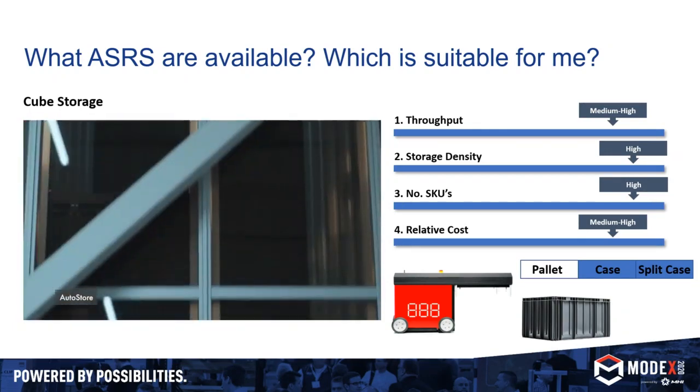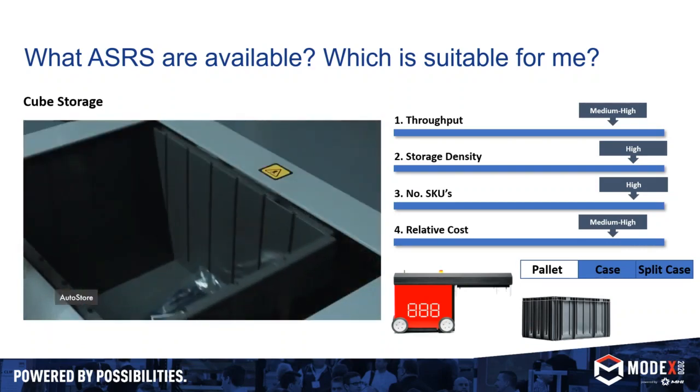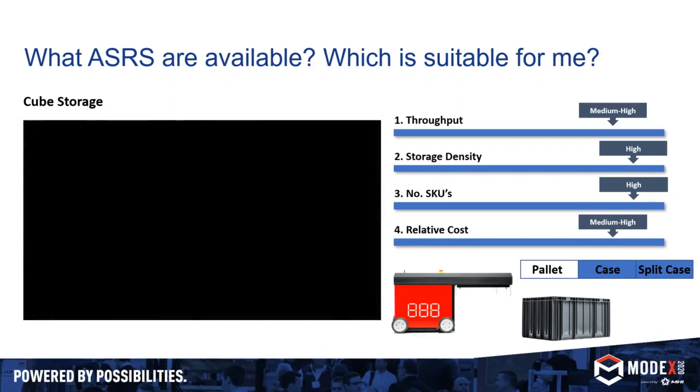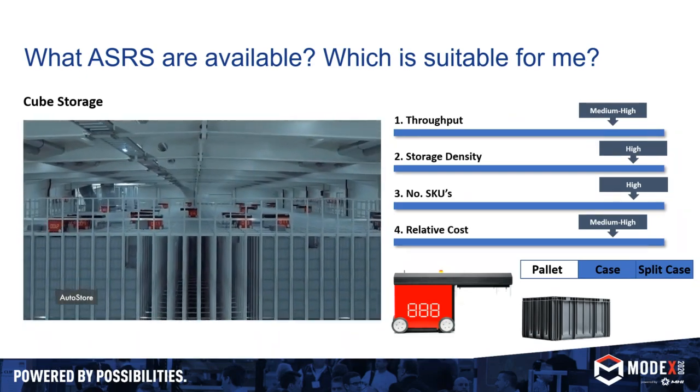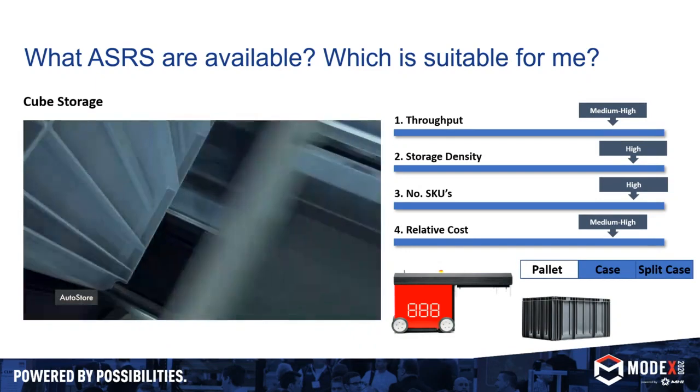Likewise, you might have a smaller system that is an e-com application that requires really high throughput. Now you have a high number of robots. So it's really all dependent, but mostly for case and split case picking.